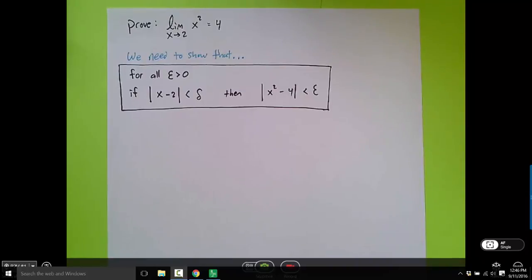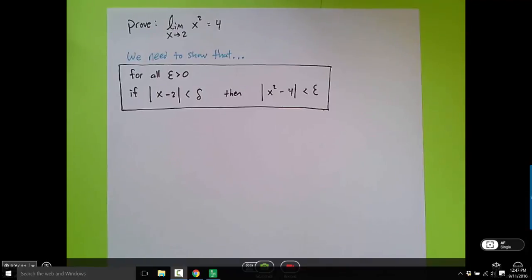Hi everybody. I think a lot of you are super close to being able to get this, so let's go a little more slowly and carefully through this same quadratic example of proving a limit from the epsilon-delta definition. So we're going to show that the limit of x squared as x approaches 2 is equal to 4.